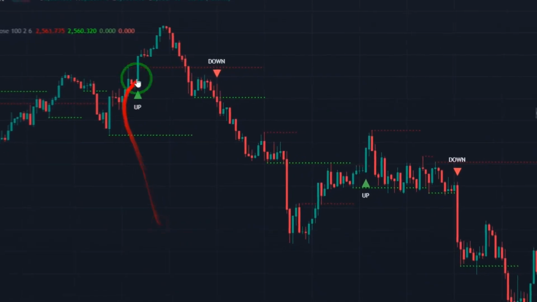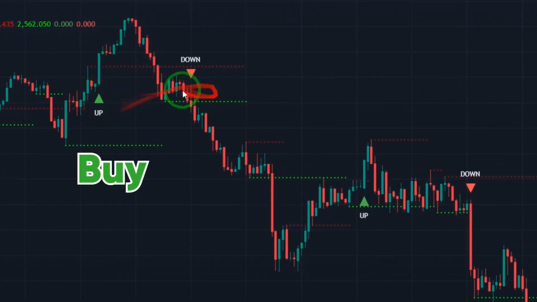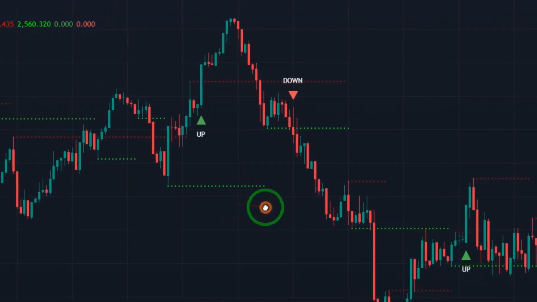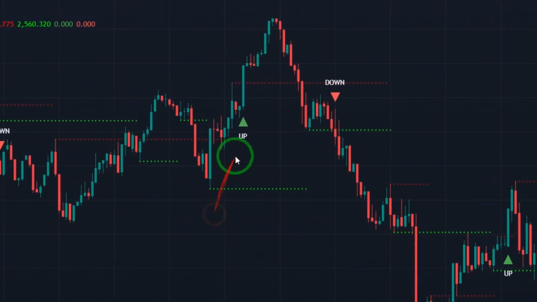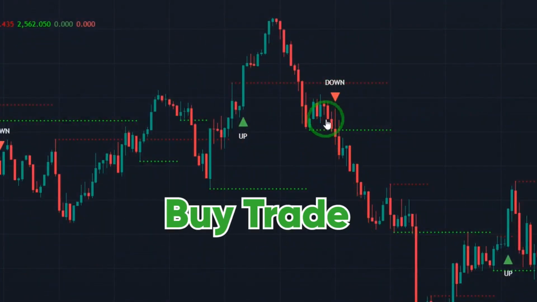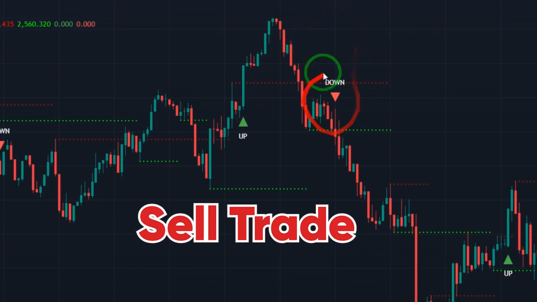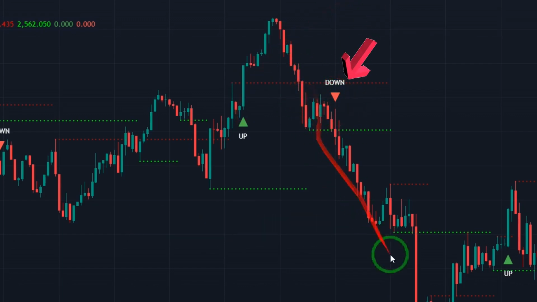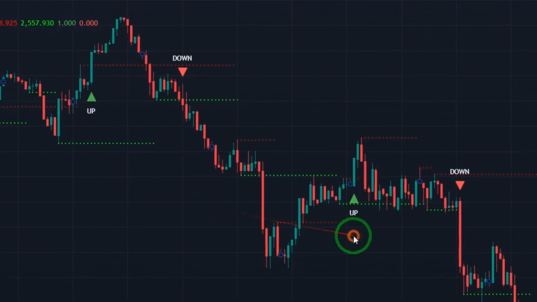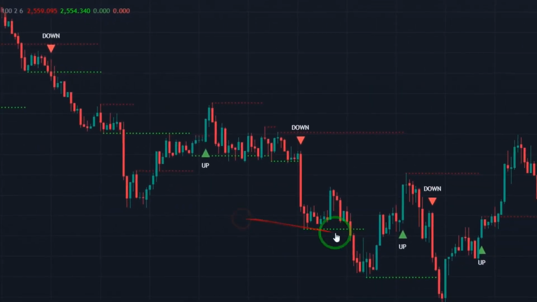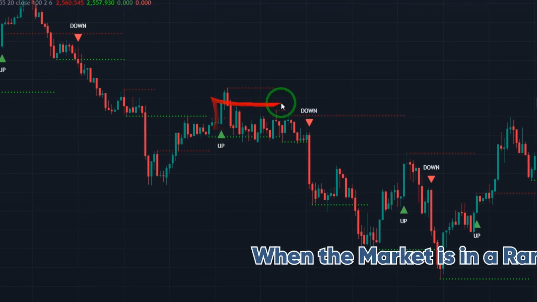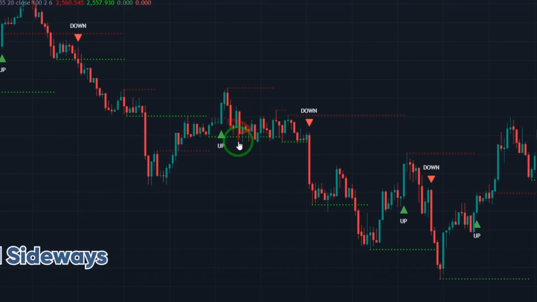As you can see, this indicator provides us with buy and sell signals, which help us find buy and sell trades at the right points and achieve good profits from the market. You can enter a buy trade whenever you see a buy signal and enter a sell trade whenever you see a sell signal. However, at certain points, this indicator might mislead you, especially when the market is in a range and sideways. Therefore, to determine the market direction, we need to add another indicator.